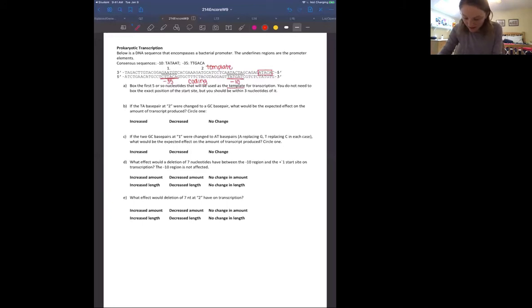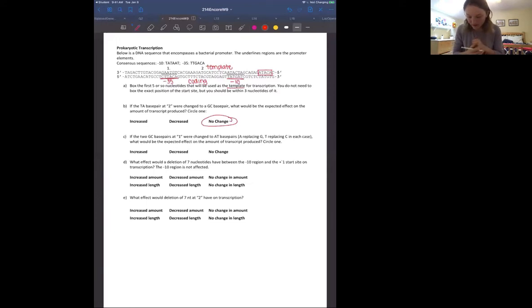If the TA base pair at 2 were changed to a GC, what would we expect the effect to be? Well, that's not in a place where sequence is important. Spacing between the -35 and the -10 region is important, but the exact nucleotides in that region between the two are not important. So we'd expect to see no change.